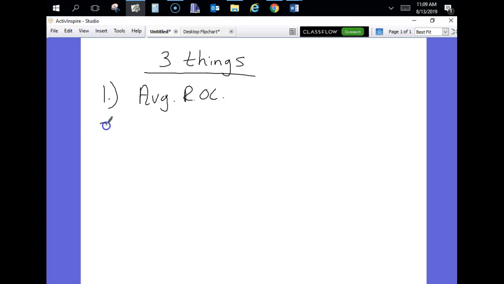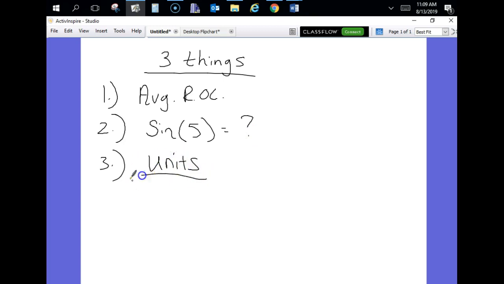The second thing you're probably going to need help with is figuring out how to find the sine of a weird number like 5. What is that? And then number 3, the next thing we're probably going to need help with is how do you get those units? We kind of hinted at something like that in class today, but I'll show you how to make it a little more explicit. Those are the 3 things I'm going to be giving you hints for.